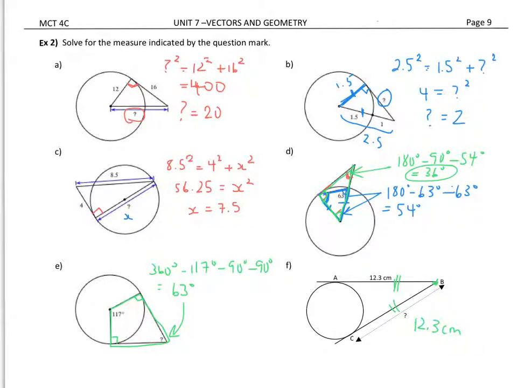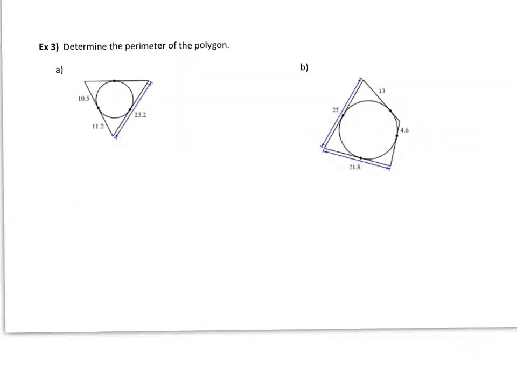Okay, now take a look at the next example. The last example: determine the perimeter of the polygon. These are very closely related to the very last example that we did. You're going to need to find some more information to be able to add up the side lengths for perimeter. In part A, we have a triangle as our polygon. We want the perimeter of that triangle. And in part B, we have a quadrilateral. So see what you can come up with there, and then you can check your work.